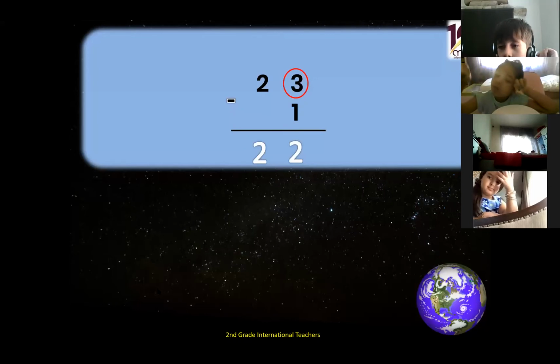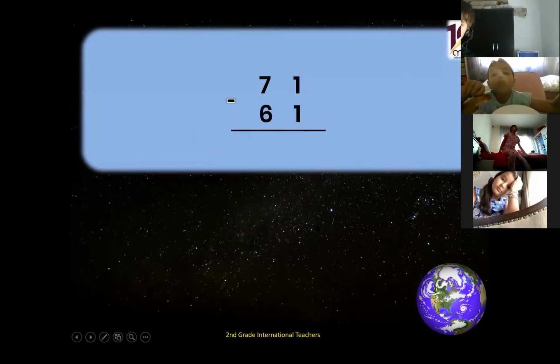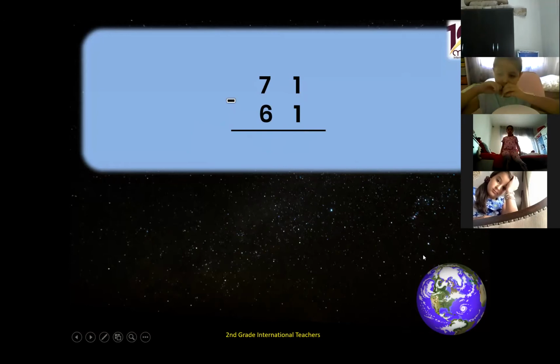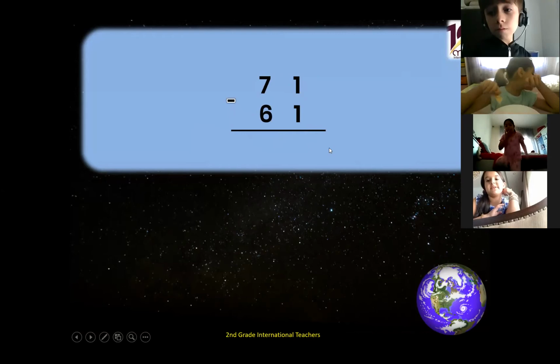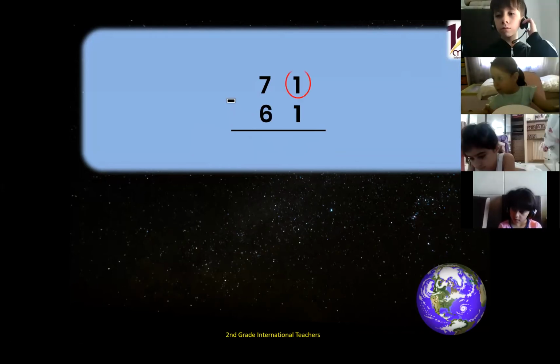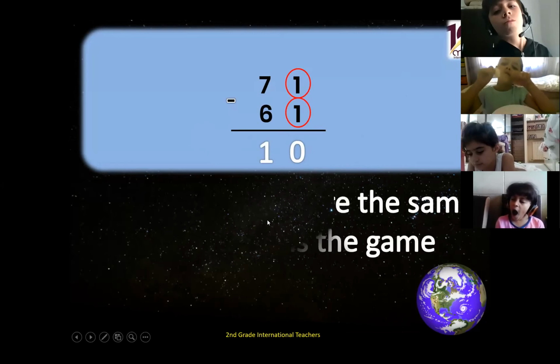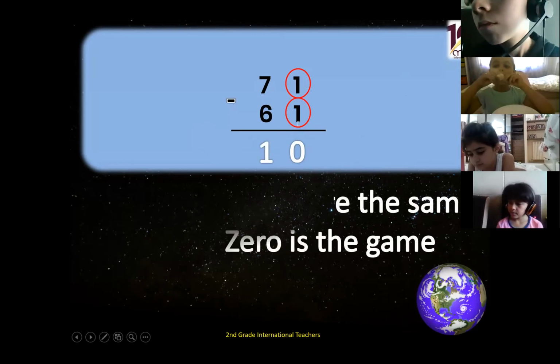Aya. Yes, Aya. Numbers are the same. 0 is the game. Good job. So the answer is 0. Yes, Aya. 7 minus 6 is? 1. Thank you very much. The answer is 10. Good job.